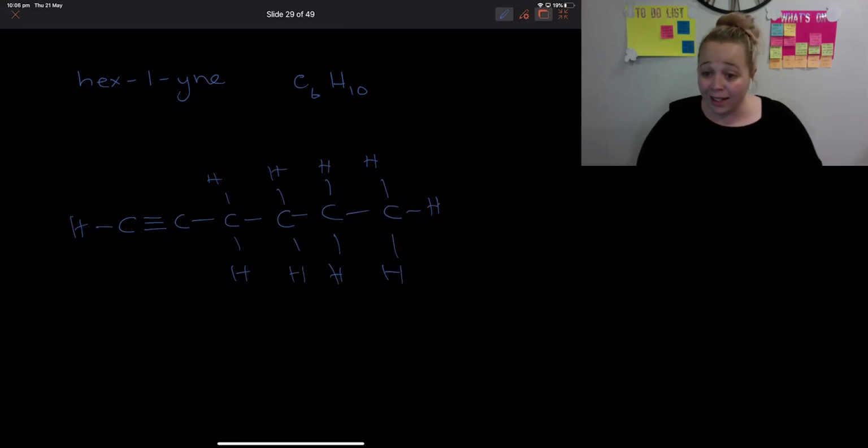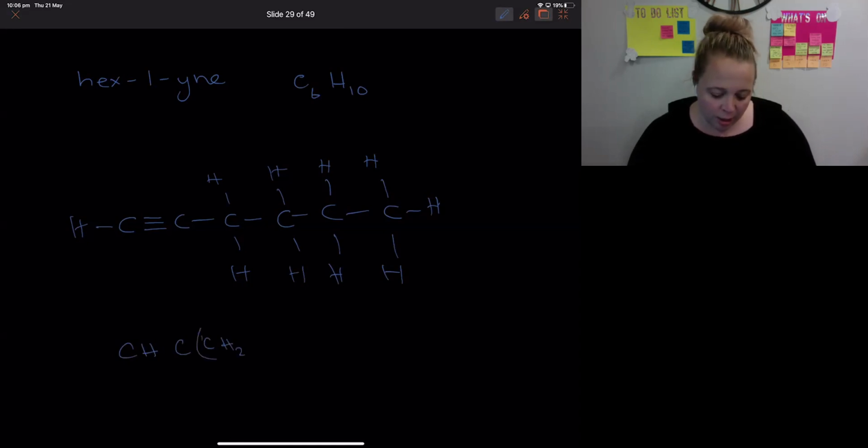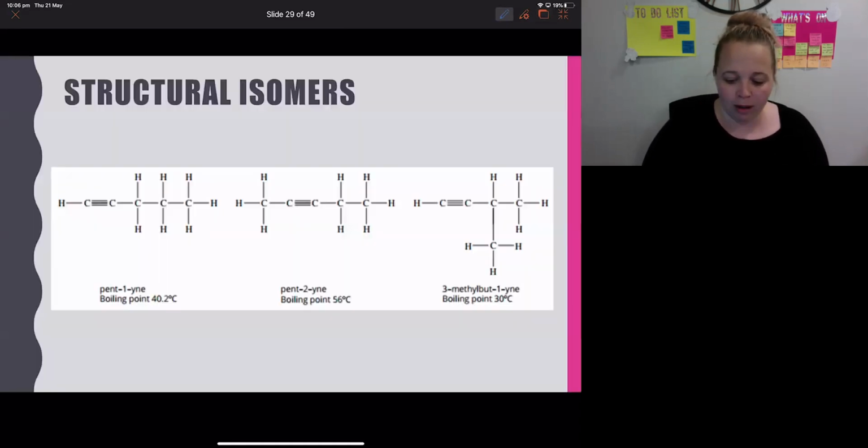Nice. Last thing, let's do it semi-structural. So we've got CH followed by C followed by CH2. Now, we can cheat a little bit here. I'm going to go, how many CH2s have I got? I have 3 of them. Yeah, and that's kind of showing them in the way. And then I'm going to go CH3. And so that's a way of doing hex-1-yne.